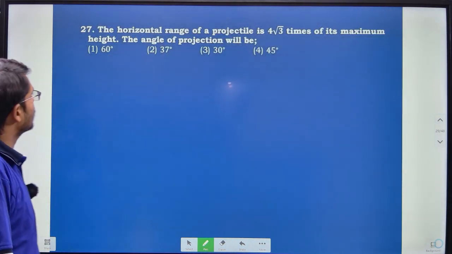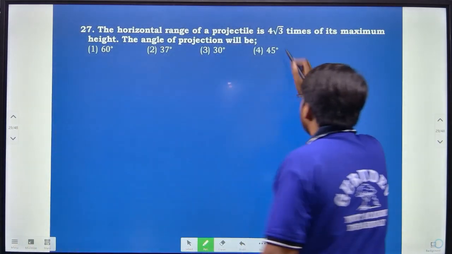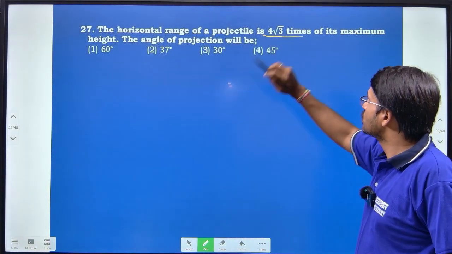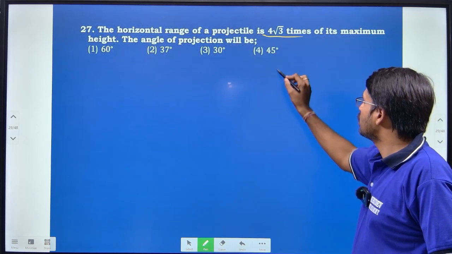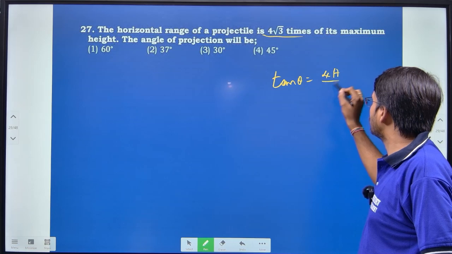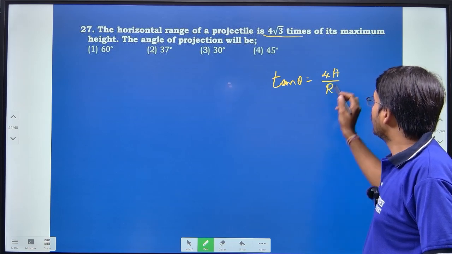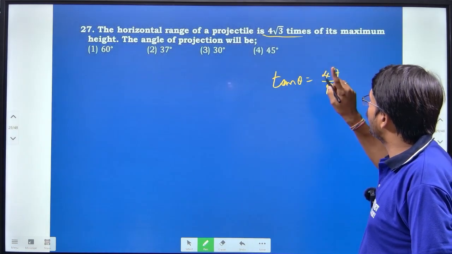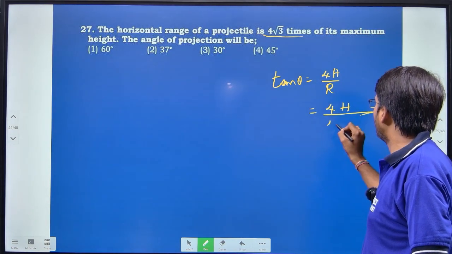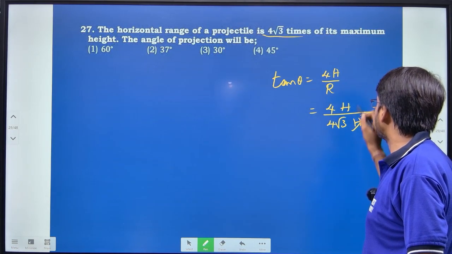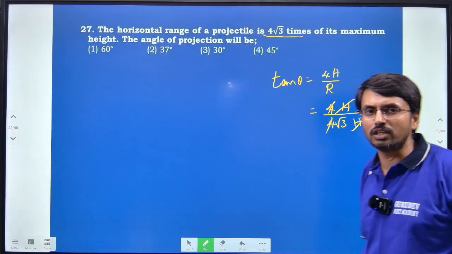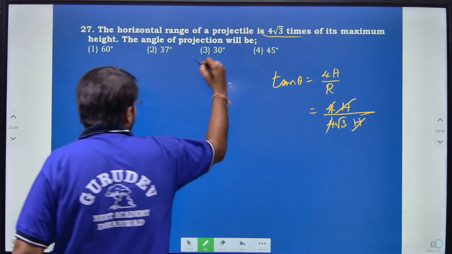Okay, so right, next one. The horizontal range of a projectile is 4 root 3 times its maximum height. So what is the equation for this? Whenever we have something like this, we know that tan theta equals 4h divided by R. What is the R they have given? R is 4 root 3 times the maximum height. So that is 4 into h divided by 4 root 3 multiplied by h. 4h will get cancelled, and as a result tan theta is 1 by root 3. So we know that. What is theta then? Theta is 30 degrees.